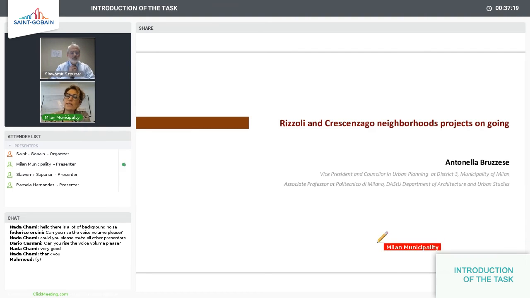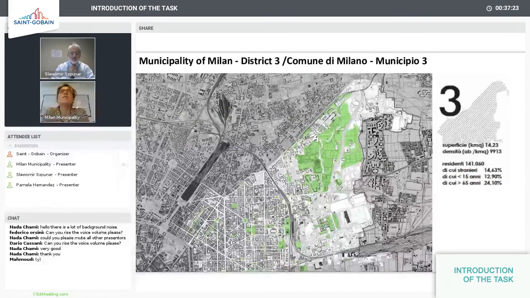Something has been said related to the lot, and now we are talking more about the neighborhood and the district. Here you can see the image of the territory of District 3, which is a big part of the city of Milan, including 140,000 inhabitants. As you have seen, the area you are working on is in the northern part of our district, very close to the big park, Lambro Park, crossed by the Lambro River, and is between the Lambro River and the highway, the tangenziale, and also the underground, the metro, which is an important element of the area.